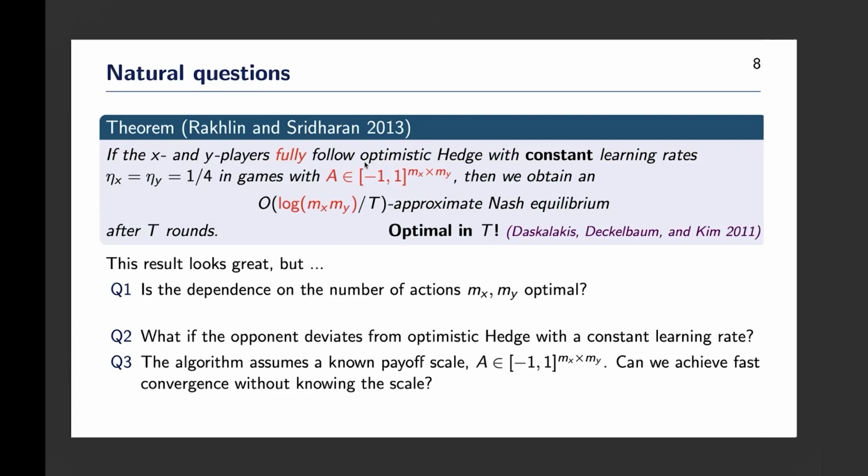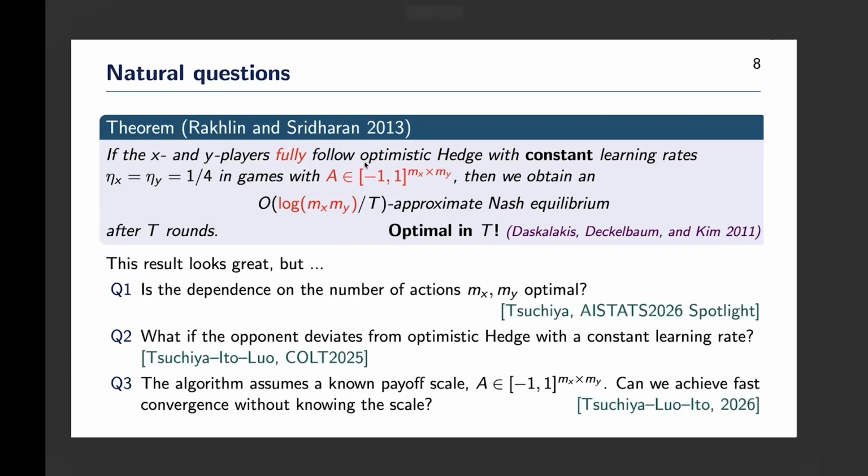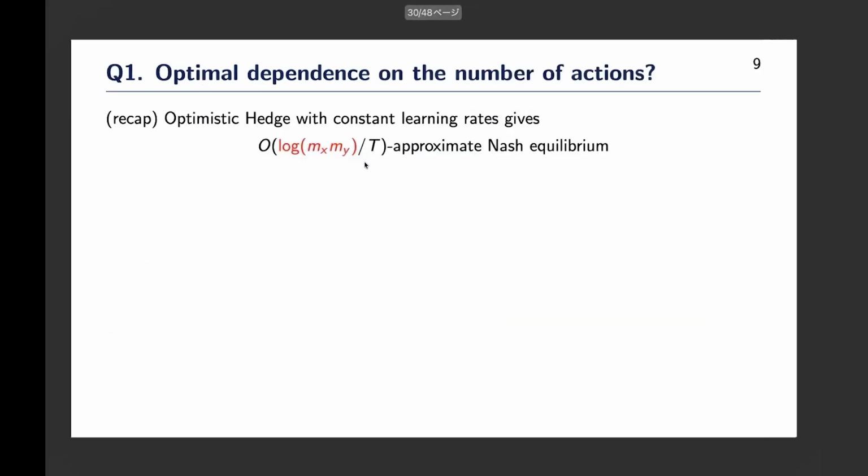So we investigated these 3 questions recently. So let me briefly introduce these results. The first question is on the optimal dependence on the number of actions, because that is how we get this convergence rate.